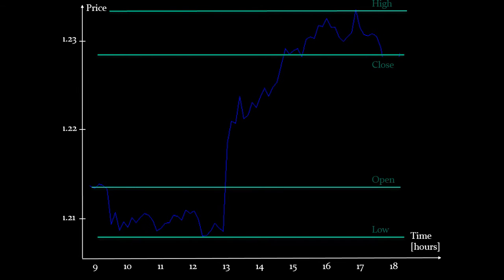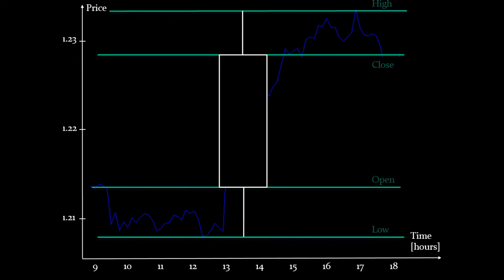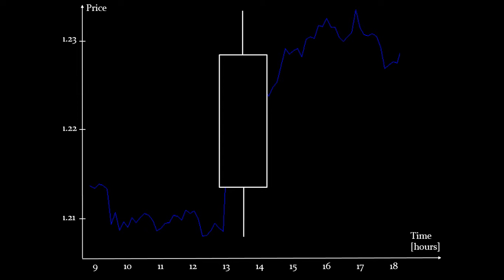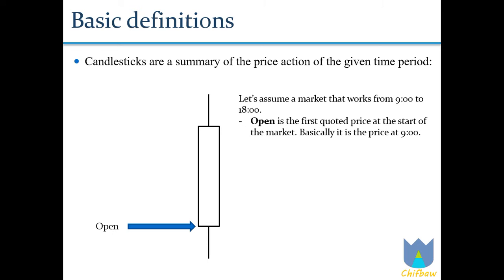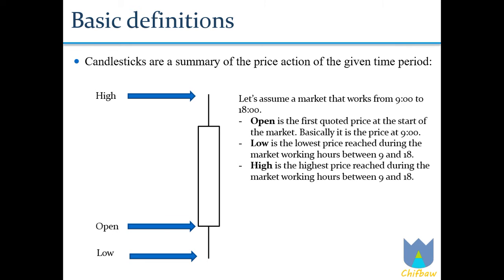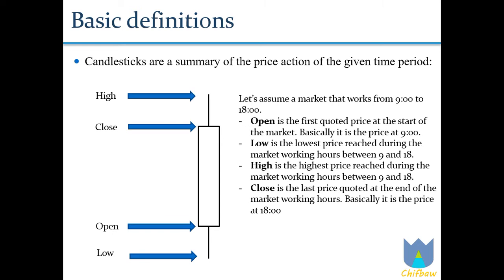As you can see, the candlestick is basically a representation of these 4 points: the low, the open, the close, and the high. And basically, instead of having this complex chart, we can have just a simple candlestick. Now, let's summarize once again. We have the open, the low, the high, and the close. The open is the first quoted price at the start of the market. The close is the last quoted price at the end of the market. And the low is the lowest point that was reached during the session, the high being the highest point.